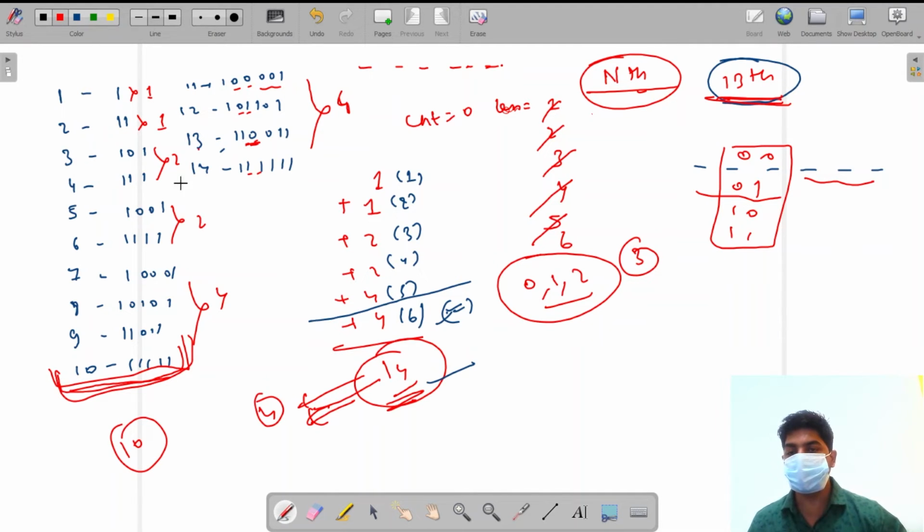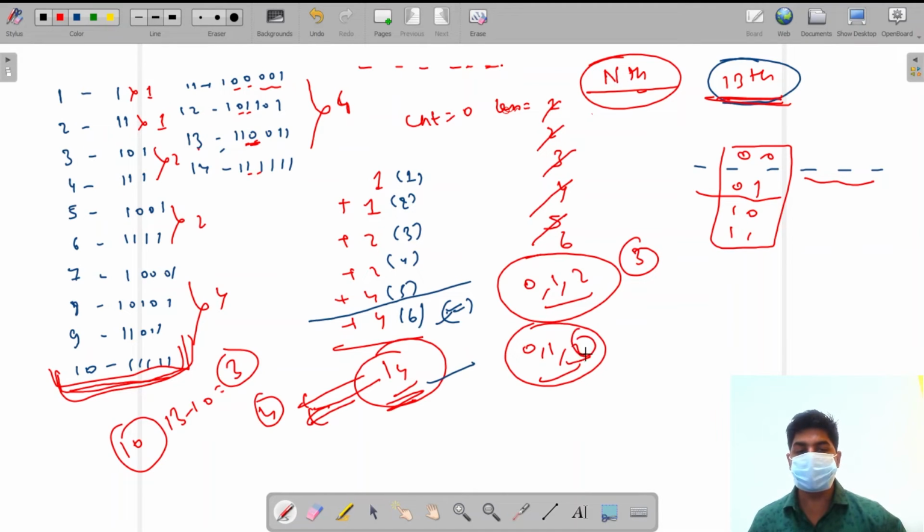What is the serial number over here? 13 minus 10 is what? 3. And what binary am I storing? I am storing the binary of 2, since 0, 1, 2, binary starts from 0. So for 3 I will be using 2. So 3 minus 1, what I need, I will make a 6 length over here, and I need to insert the binary of 2 over here.